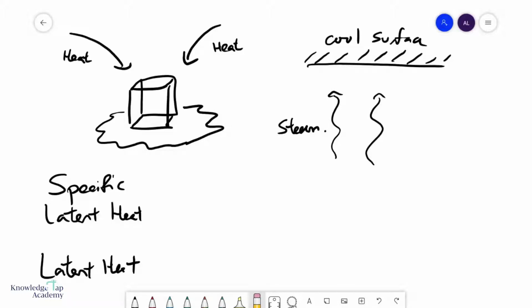So in this video, we're going to talk about latent heat and the specific latent heat of a substance. Now, we use these quantities to study substances that undergo a change in state.